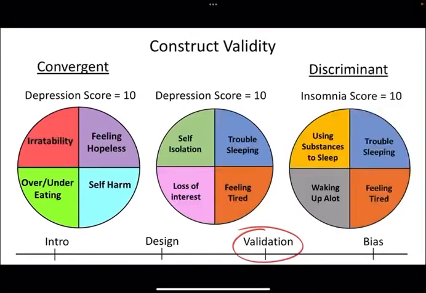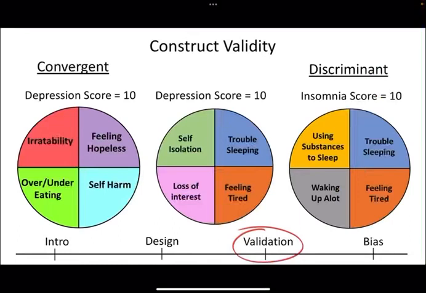Another one is discriminant construct validity, where this other score here, its intent is to measure insomnia, and it's not trying to measure depression. And those things are kind of entangled. They share some similar items. So when you're trying to measure discriminant construct validity, you're trying to find a scale that shares similar items. You'll see that the middle one and the right one both share trouble sleeping and feeling tired, the blue one and the orange one.